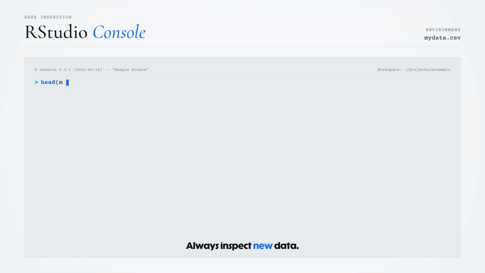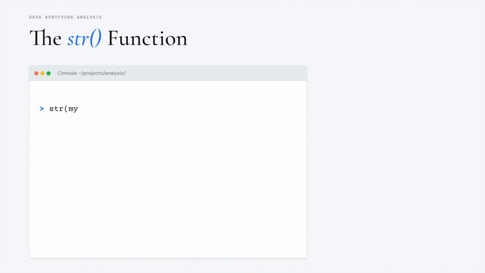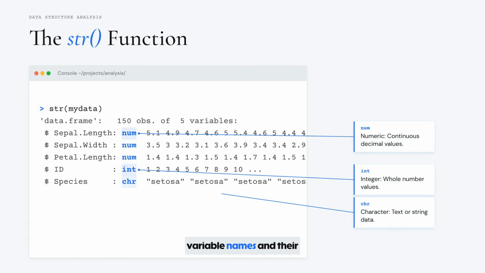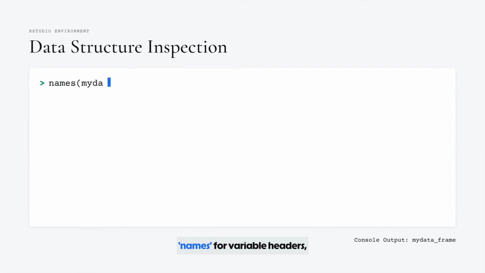Always inspect new data. Use head to see the first few rows and tail to check the very end of the file. The str function is vital. It displays the structure of your dataset, including variable names and their data types. You can also use names for variable headers or dim to quickly find the total number of rows and columns.